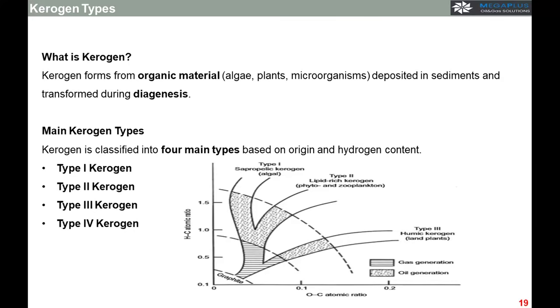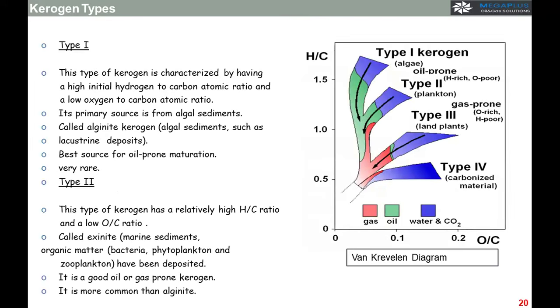The main kerogen types are 1, 2, 3, 4, as we mentioned. Type 1 is characterized by a high initial hydrogen to carbon atomic ratio. Its primary source rock comes from algal sediments, called alginite. It is the best kerogen source for oil-prone maturation, and this source is maybe very rare. I have worked in different areas and I didn't find type 1 kerogen in the areas I worked on.